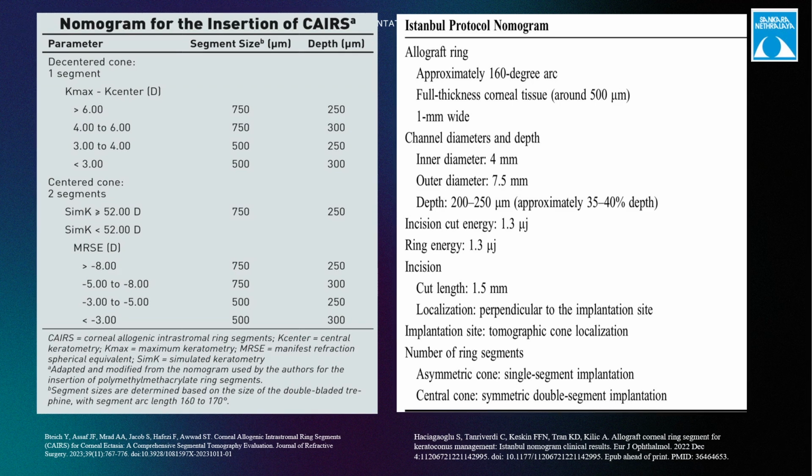So for all of them, the principle of using a single segment for an asymmetric cone stays the same and double segment for a symmetric cone. For all of them, there can be a difference in the channel diameters and depth and also change in the arc size or arc degrees.